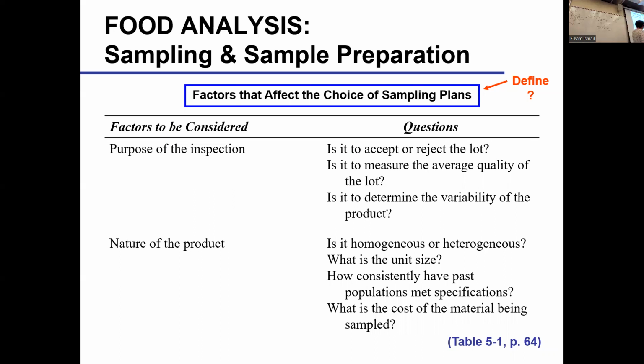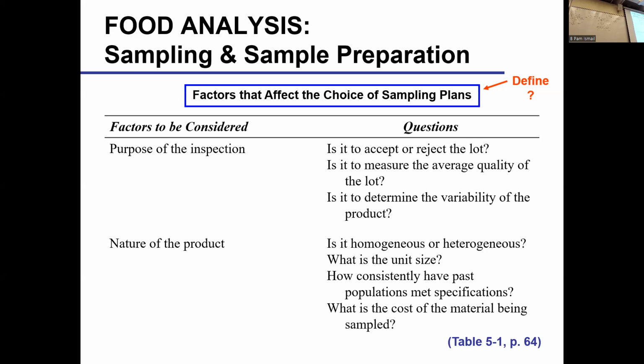So there is a table in your book, chapter 5, table 1, page 64, that gives you factors to consider and questions you answer in order to come up with a sampling plan. I put here "define." When you study, you want to make sure that you're able to define a sampling plan, just as I defined it on the earlier slide. So this is something to think about. If I ask you what your sampling plan is, you know what I will be asking you about.